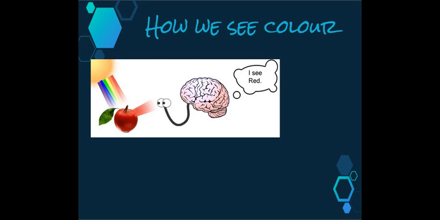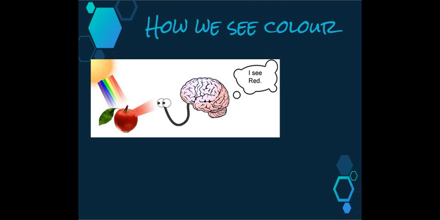So how do we see colour? Objects tend to absorb some wavelengths of light and reflect others. Objects appear coloured because of the light that they reflect. So as we can see here, the 7 different colours are coming from the white light that we see from the sun. 6 of those 7 colours are being absorbed by the apple, and the red is being reflected into our eyes, sends a message to our brain, and our brain goes, okay, the apple is red.